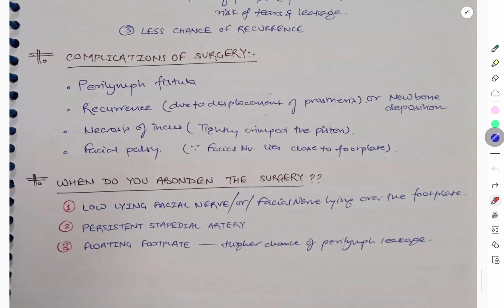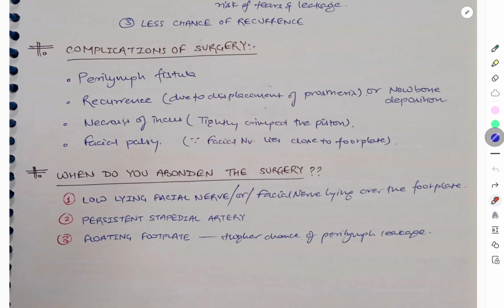What are the complications of surgery? That is very important also. Perilymph fistula, recurrence due to displacement of the prosthesis or new bone deposition, necrosis of the incus when there is a tightly placed piston, and facial palsy, because the facial nerve lies close to the footplate.